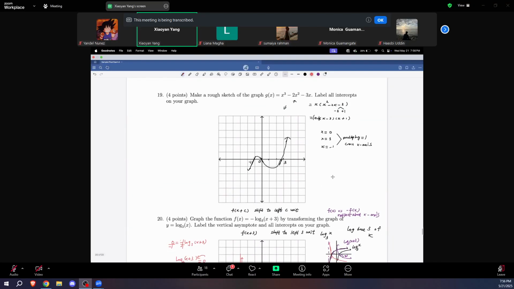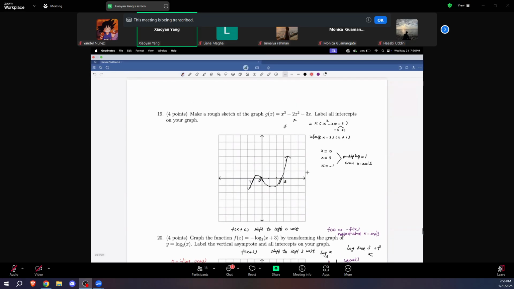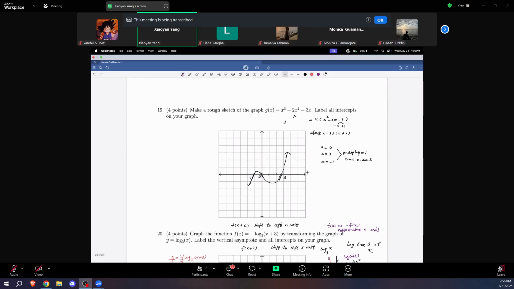So this is like a multiplicity problem. This should be a rough sketch, which will be easy. First figure out the end behavior for the graph. End behavior depends on the highest degree. So we have a sub n, x to the n power. The degree is 3, which is odd. If it's an odd number, the ends go in different directions, depending on the leading coefficient.